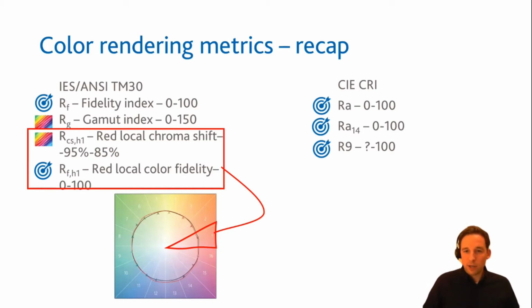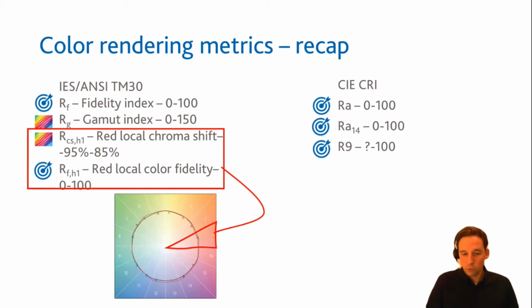Now there are another two metrics there with the colorful symbols next to them. The first one is gamut index. Gamut index is telling you about the saturation and hue shift between the reference and the test source. Now the great thing about this is for the first time we're talking about whether colors over or under saturate, not just how close they are to a reference. So you'll notice it goes up to 150 rather than 100.